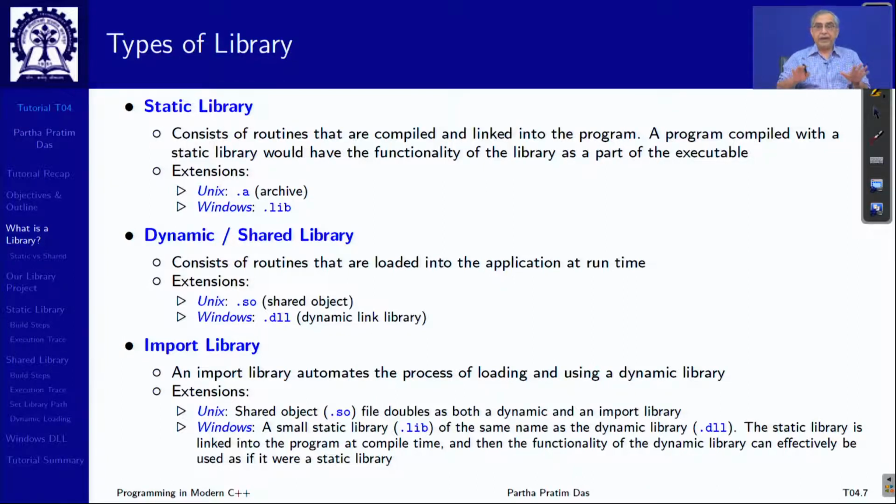One is the static library, which is what most of the time you have been seeing. So, they are compiled and linked into the program. So a static library becomes a part of your binary code, right. So, your functionality of the library becomes a part of the executable that you create. Such libraries in Unix typically have file extension .a, in Windows they have .lib, that says these are static libraries. The other is known as dynamic library or shared library.